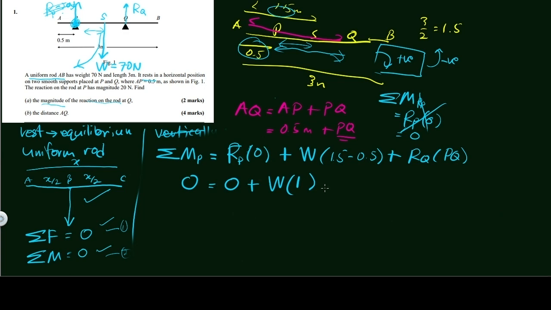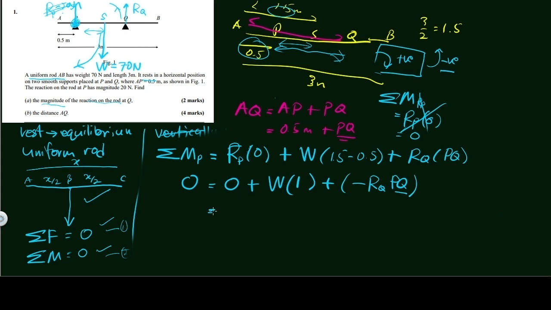What about RQ? RQ about point P will give an anti-clockwise moment. You can see here it will make the object tend to rotate anti-clockwise, with P as our pivot. So RQ we put as negative since it is anti-clockwise. So negative RQ times PQ. This is the distance.